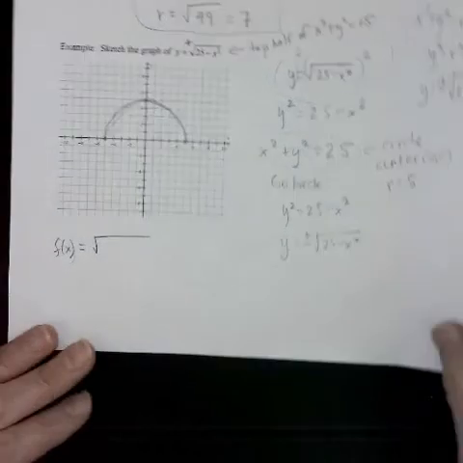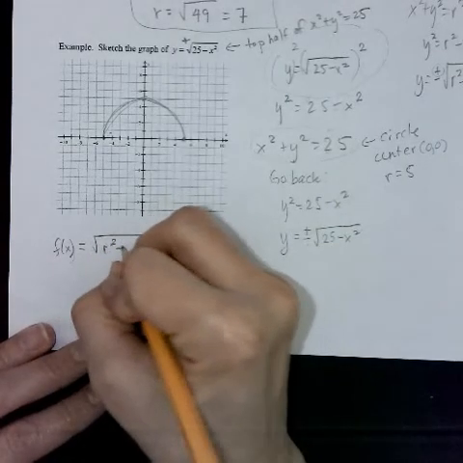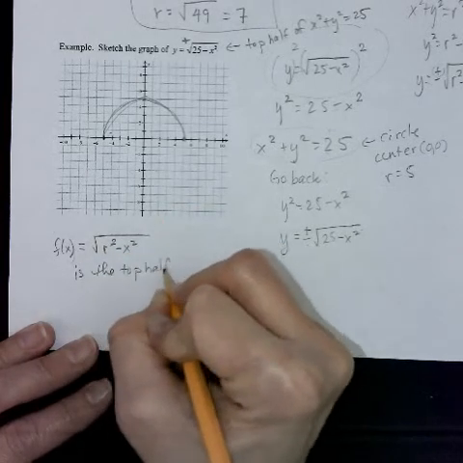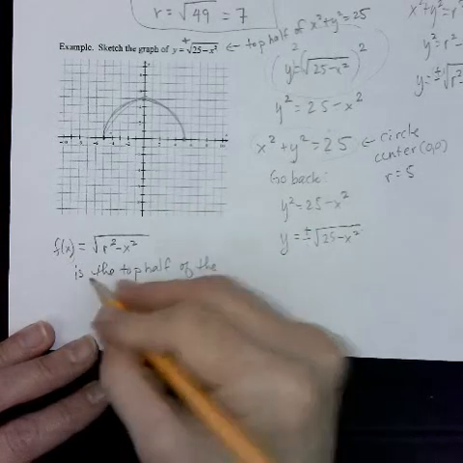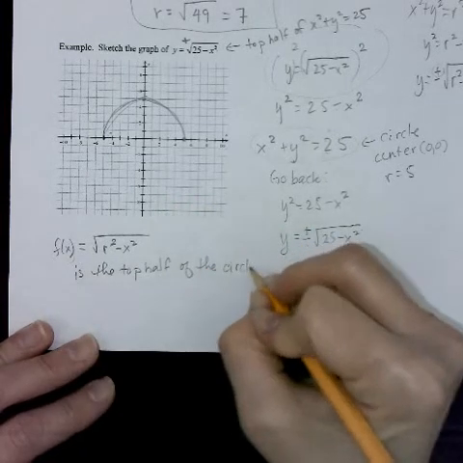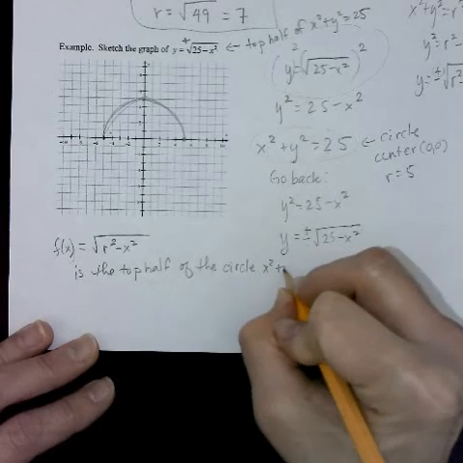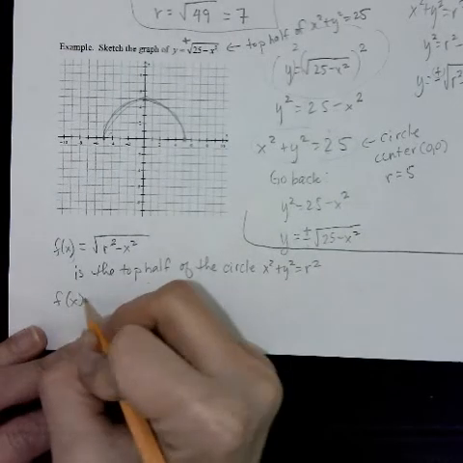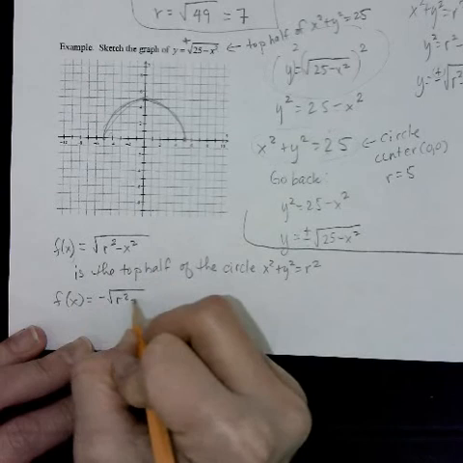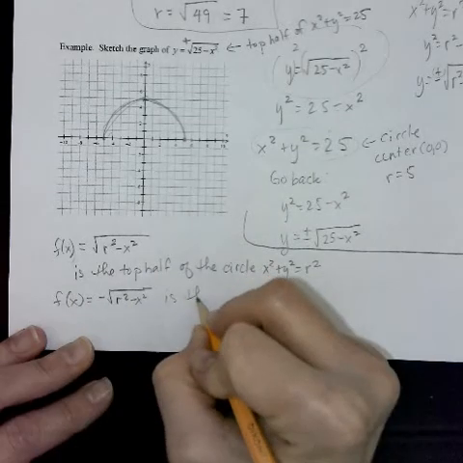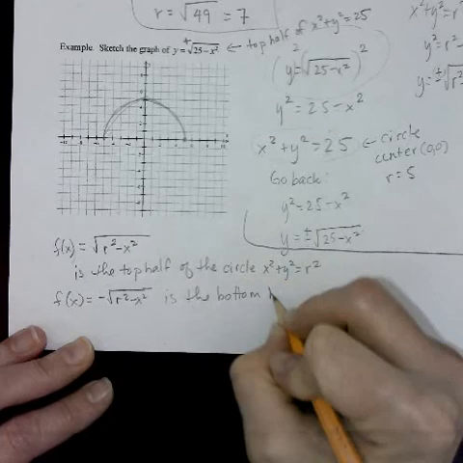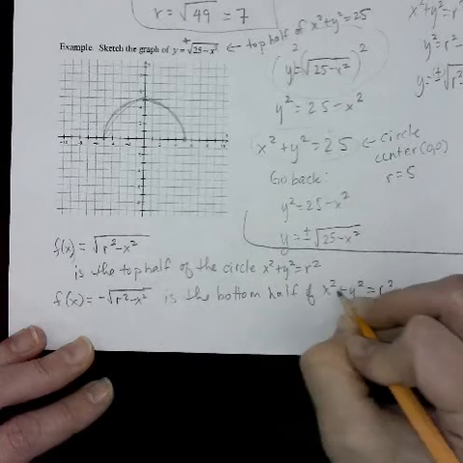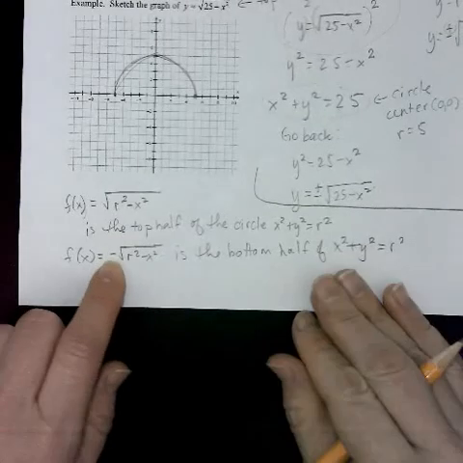So in general, the square root of r squared minus x squared is the top half of, or in other words, it's a semicircle, right? The top half of the circle x squared plus y squared equals r squared. And f of x equals negative square root of r squared minus x squared is the bottom half of x squared plus y squared equals r squared. The bottom, because here the y's are all negative, so you would just get this set of points.